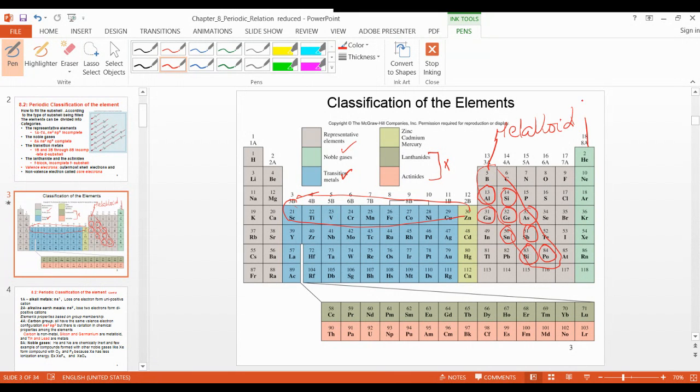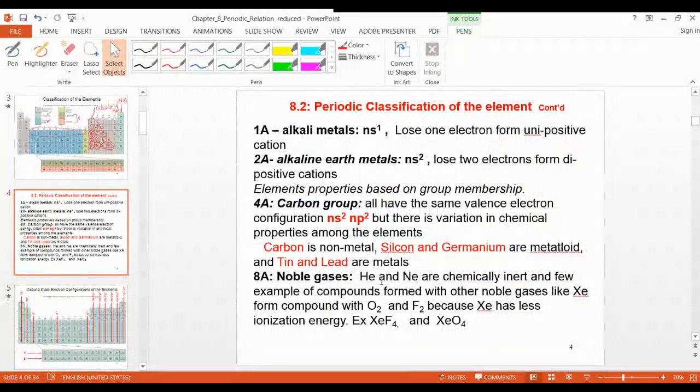This is the noble gas. This is halogen. Carbon, nitrogen, these all are non-metals. But these are metals: lead, indium, gallium. So go through this, and you can identify and easily answer any question. Once you are strong in the periodic table, you can answer easily.